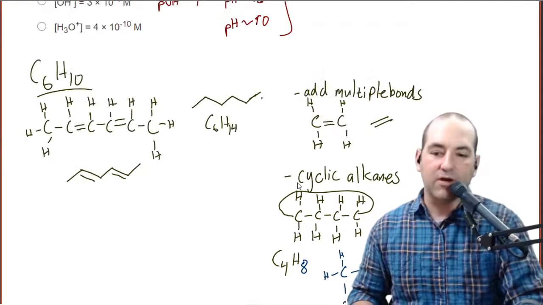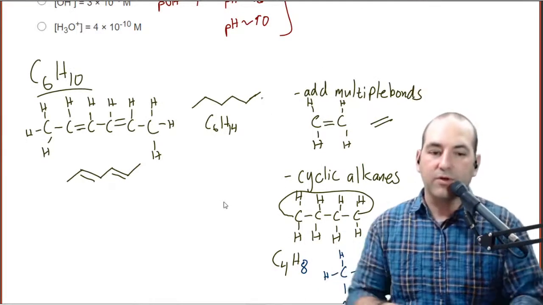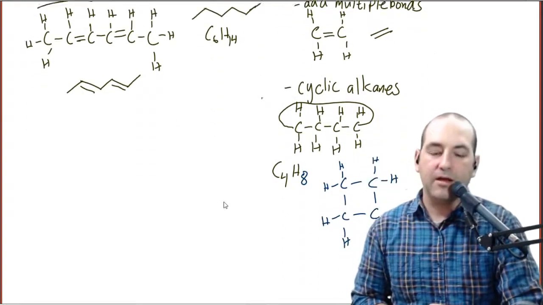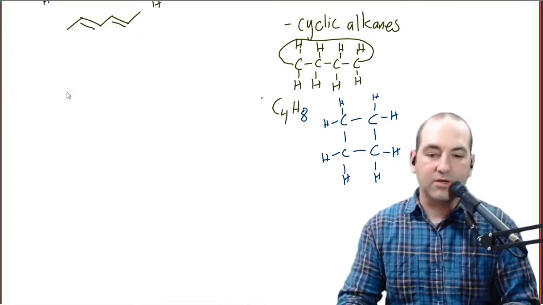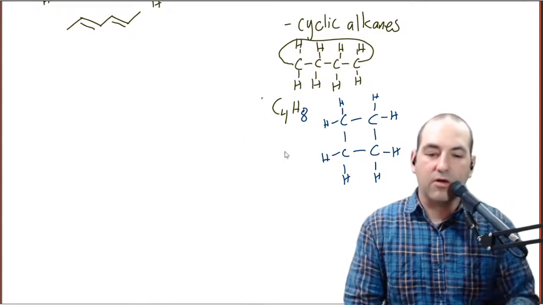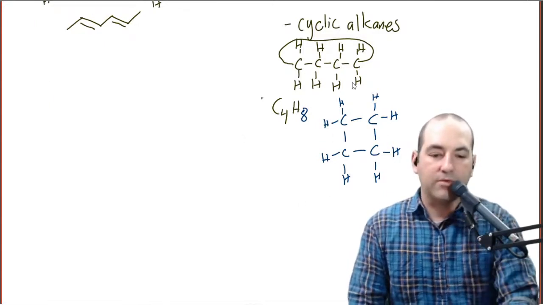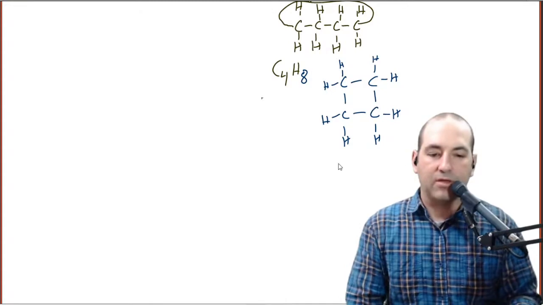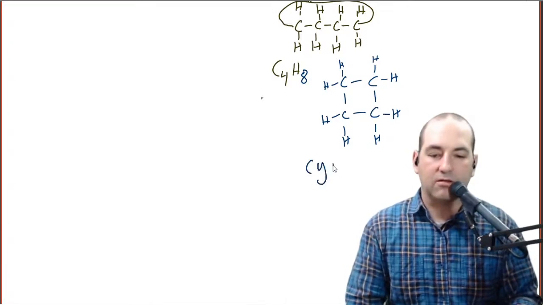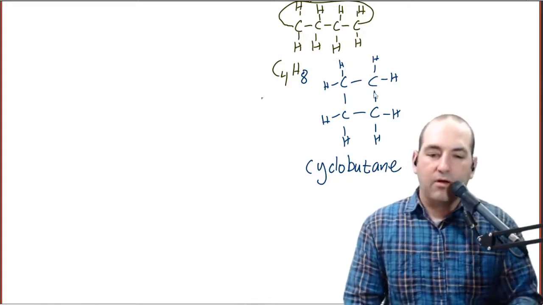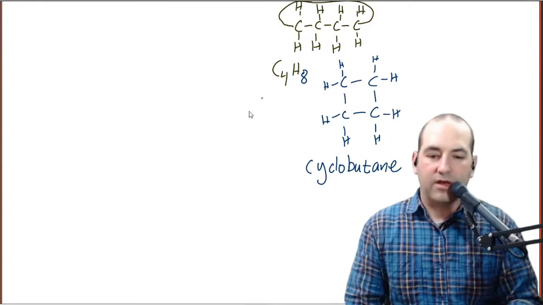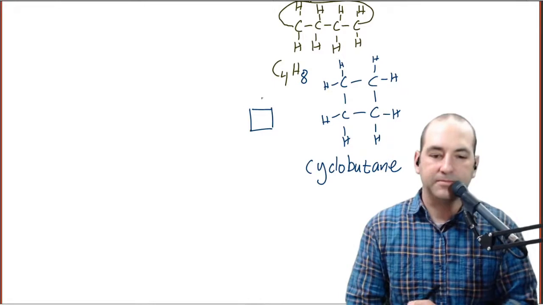So you could do the same thing over here with our C6H10. We could put those in a ring. And cyclic alkanes actually have their own names that are based on the names that we've already learned. So this one, coming from 4 carbons, which we call butane, this molecule is known as cyclobutane. And in a line structure, it is just a square, like that, C4H8.